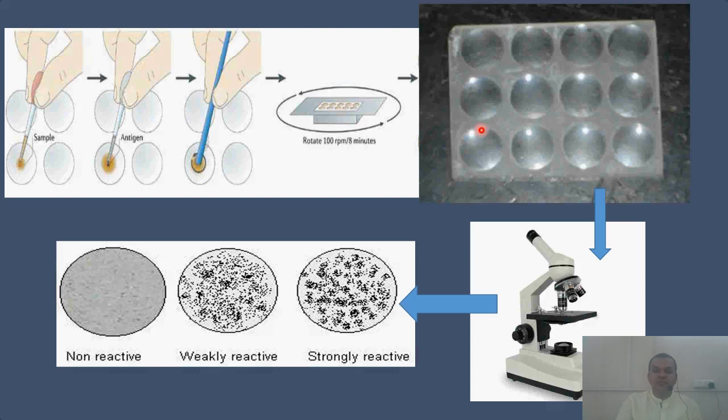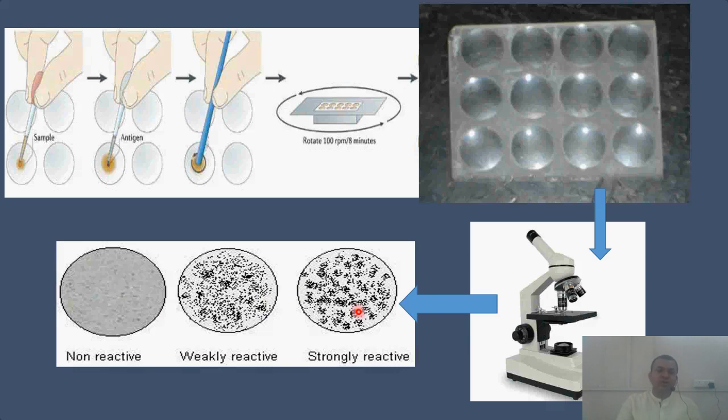After rotation has been completed, this slide is kept under the light microscope. On the stage we have to keep this slide, and then we can visualize and focus on a single well, and look for the flocculation which can be visible under the light microscope. Here weakly reactive will show flocculation in some amount, and here the strongly reactive under the light microscope.